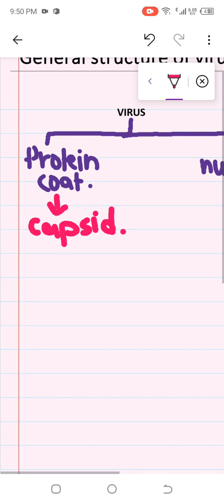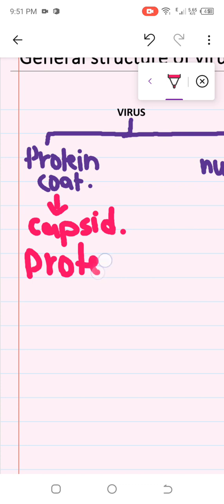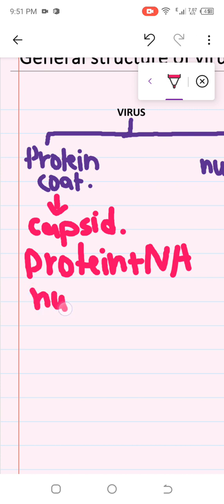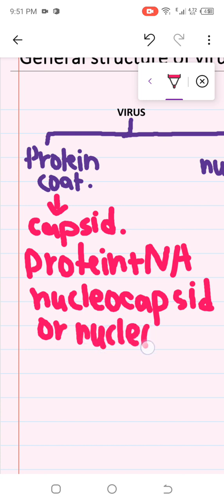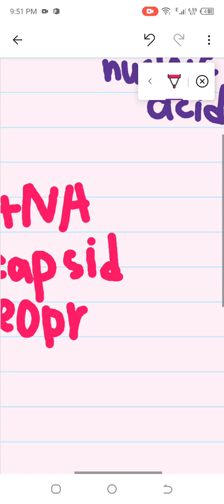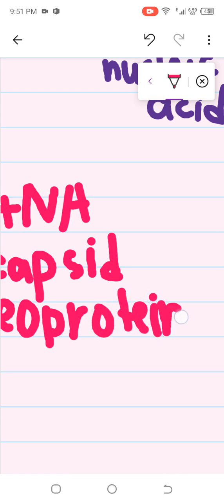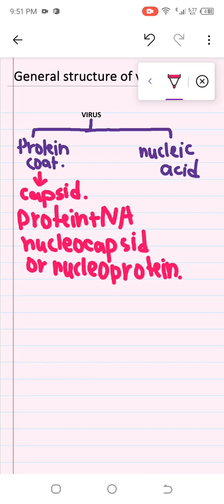The protein is combined with the nucleic acid. When protein is combined with nucleic acid, what does it form? It forms nucleocapsid or nucleoprotein. Nucleocapsid or nucleoprotein.